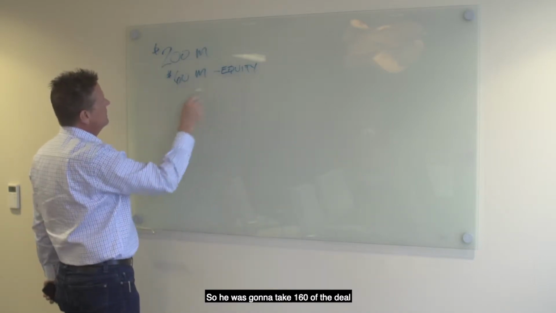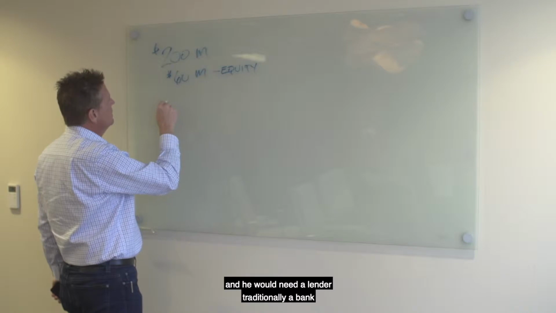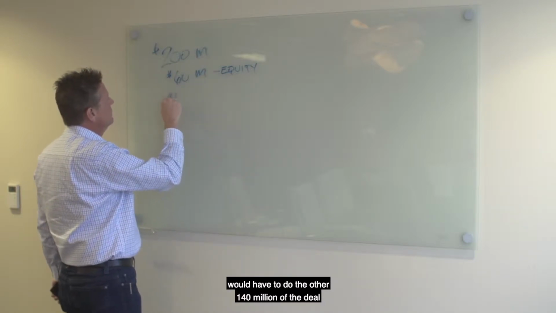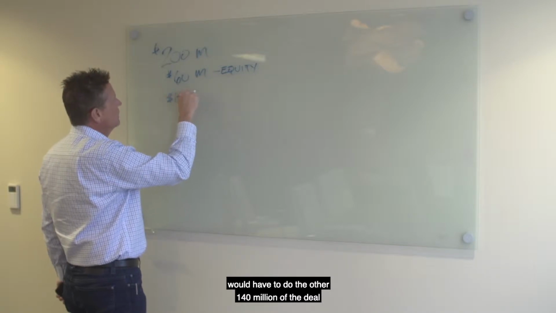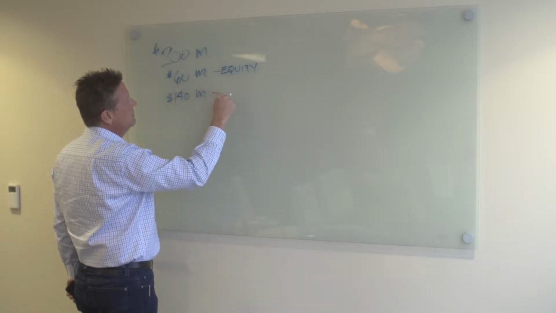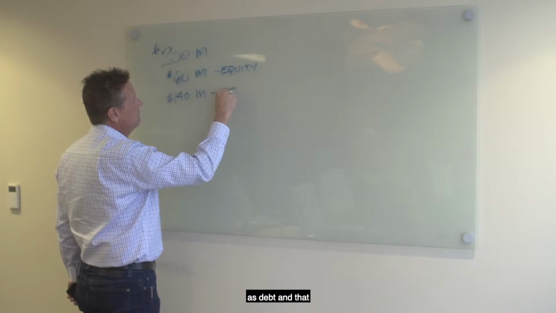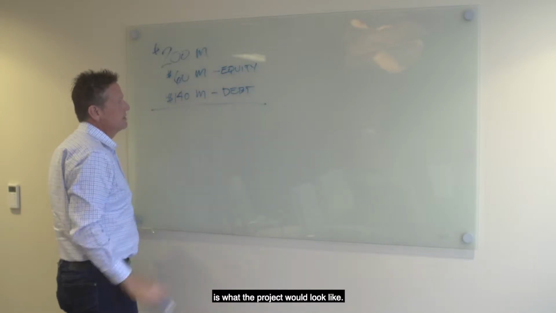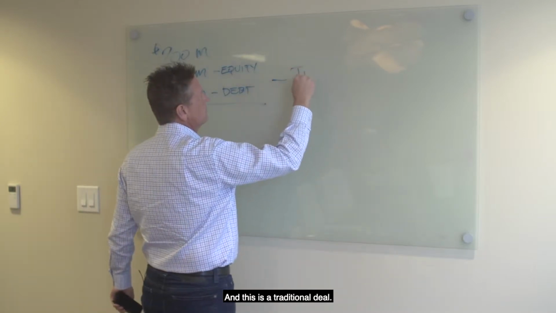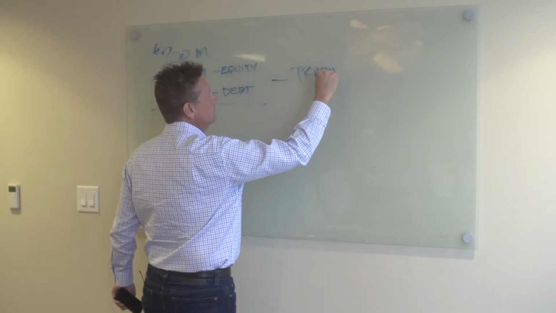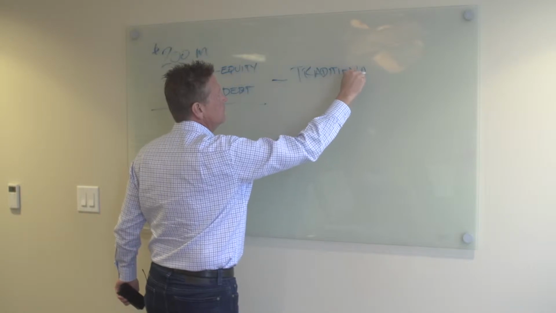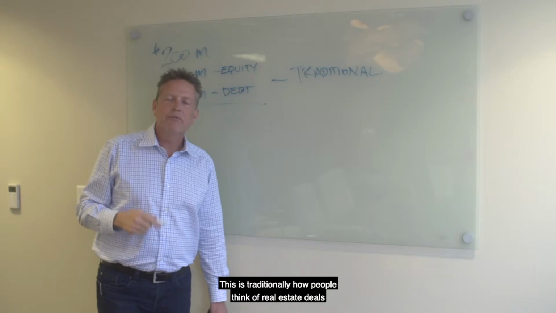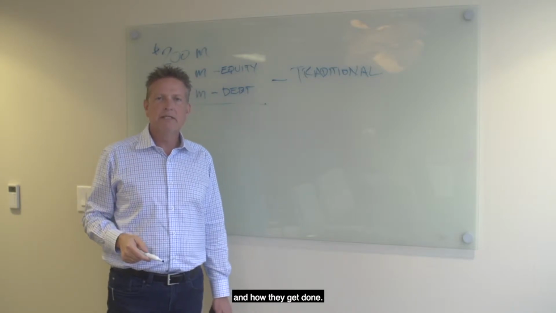So he was going to take 60 of the deal, and he would need a lender, traditionally a bank, to do the other 140 million of the deal as debt. And that is what the project would look like. And this is a traditional deal. This is traditionally how people think of real estate deals and how they get done.